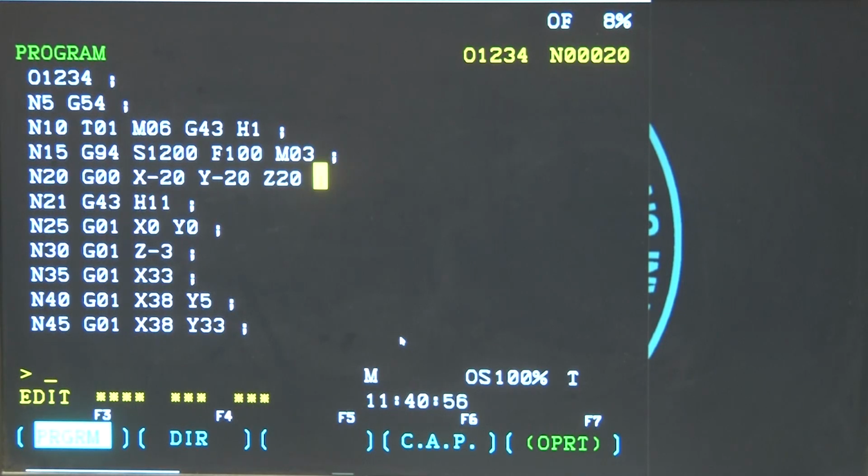Here you can see that rapidly it has been brought to this coordinate, and then there are different other programs. For example, in N21 it is G43. What does G43 mean? That you can find out from the table that has been given. Okay, what H stands for, and the 11 is the value given.